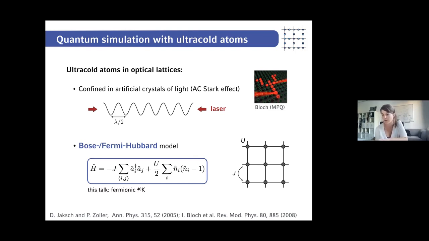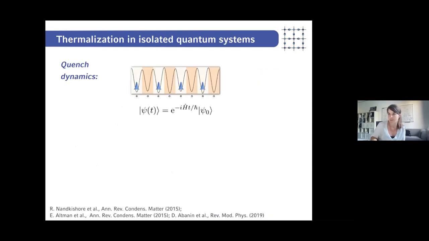And in this talk, we are working with fermionic potassium atoms, looking at dynamics in the Fermi-Hubbard model, and the 1D Fermi-Hubbard model in particular. Now, we consider these systems as very well isolated from the environment for long evolution times. We can nicely control the microscopic parameters and add additional potentials. And since these systems are isolated from the environment, we can look at quench dynamics in order to learn more about the thermalization properties of our quantum system.